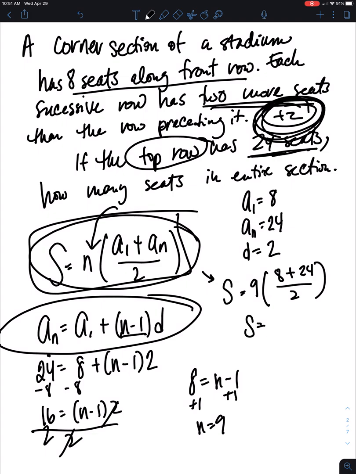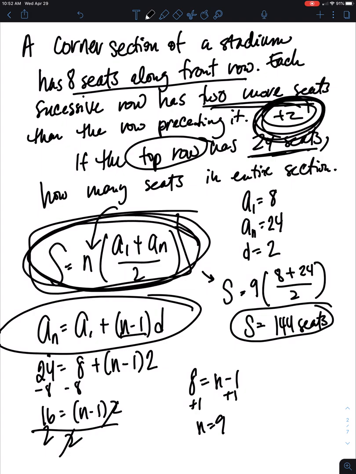Multiply by 9, and I get 144. So there's 144 seats in this section.